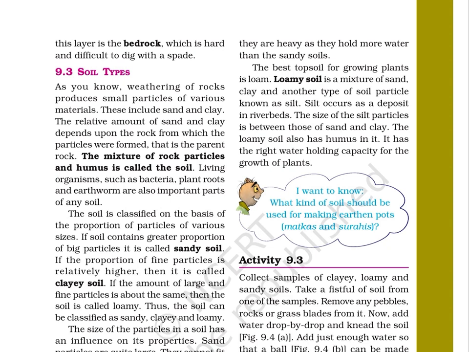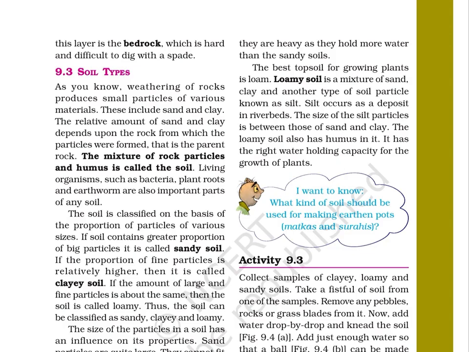The best topsoil for growing plants is loam. Loamy soil is a mixture of sand, clay, and another type of soil particle known as silt. Silt occurs as a deposit in river beds. The size of the silt particles is between those of sand and clay. The loamy soil also has humus in it. It has the right water holding capacity for the growth of plants.